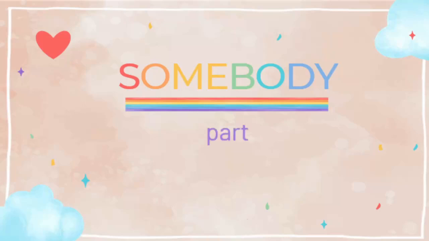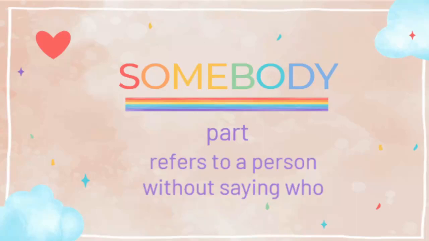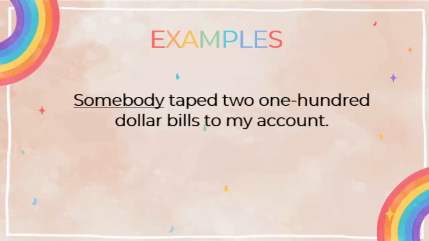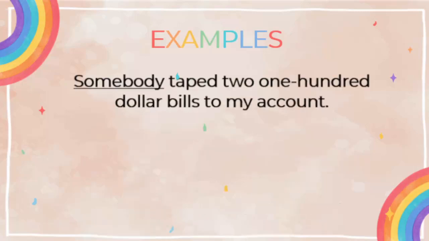Okay, a part of a group. Thank you, teacher. So now it also refers to a person without saying who. Okay, it refers to a person without saying who she is or who he is. Now here are some examples of somebody. When you use it in a sentence, so now we have somebody put $100 bills in my account. So I didn't know who put $200 bills. So you're going to use somebody.